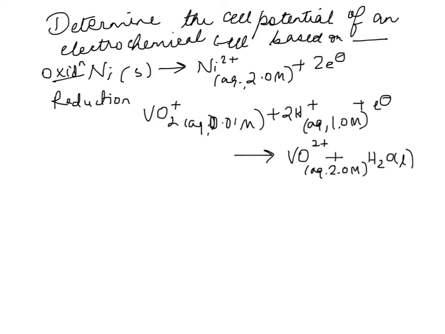Alright, let's try to apply the concept of the Nernst equation on a problem. The question here is, determine the cell potential of an electrochemical cell based on the information that is given. You're given that there's an oxidation reaction. That means the nickel reaction will take place at the anode. And then there's a reduction reaction. That means the vanadium oxide reaction will occur. That will take place at the cathode. Notice the concentrations have been provided in parentheses.